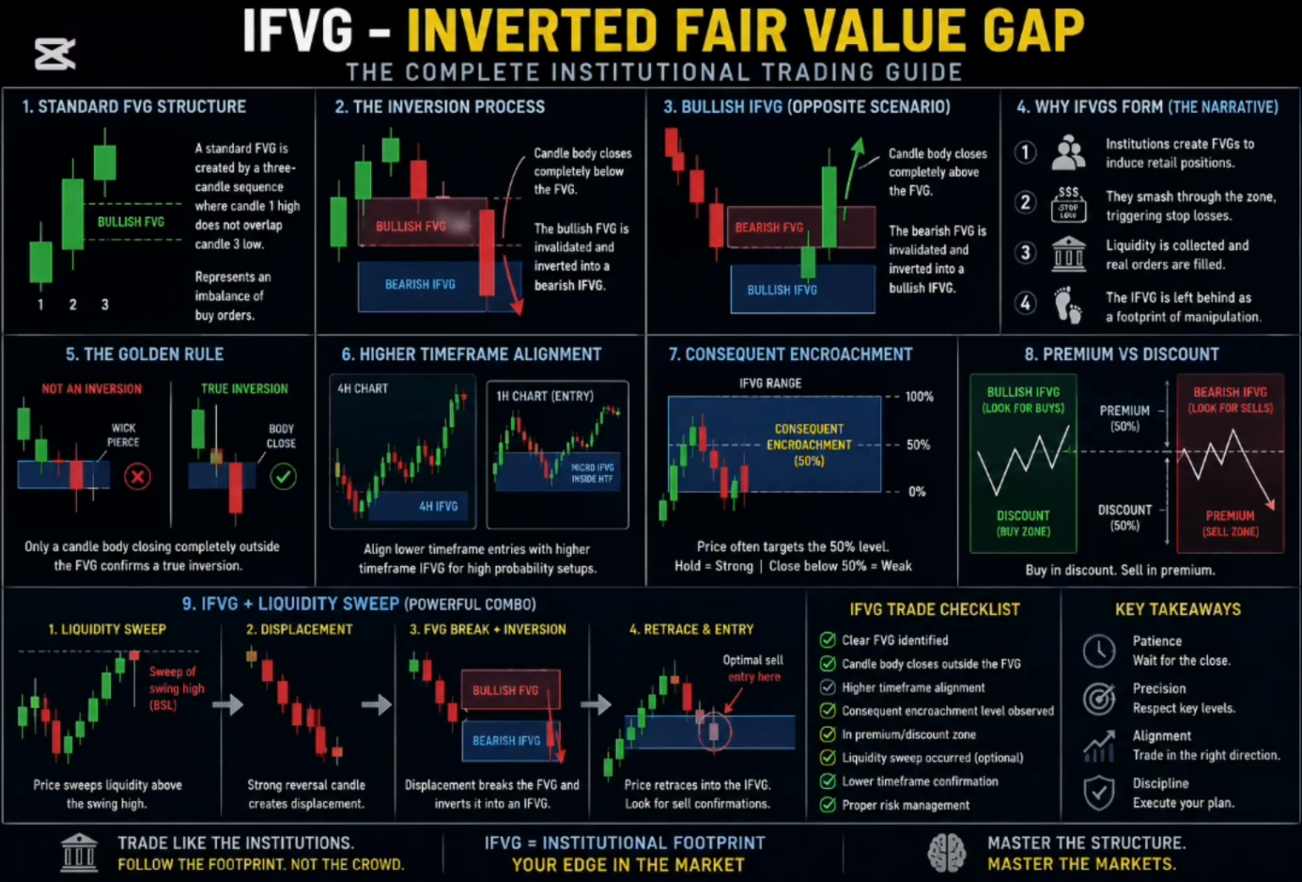When price returns to the inverse fair value gap, they protect that zone to defend their new position. By trading the inverse fair value gap, you are literally trading the exact footprint of institutional manipulation. If you get this wrong, you will constantly lose money on false structural breaks.